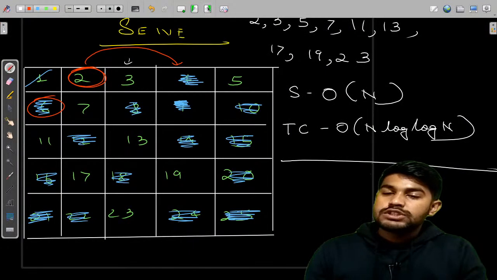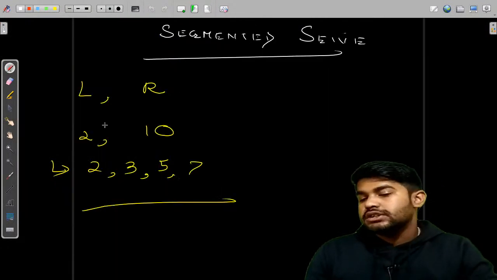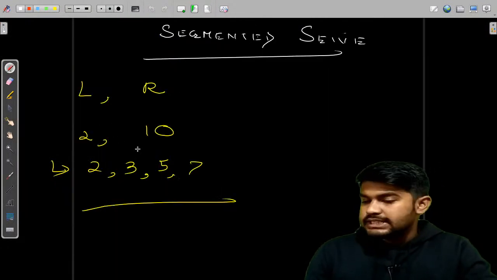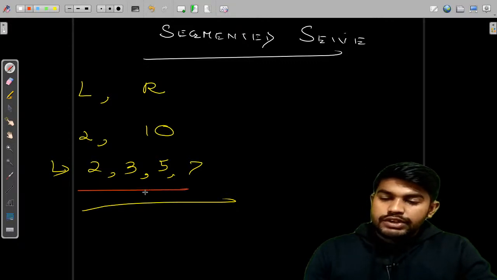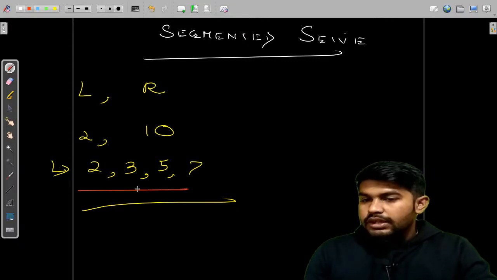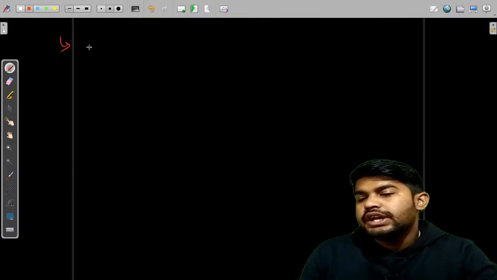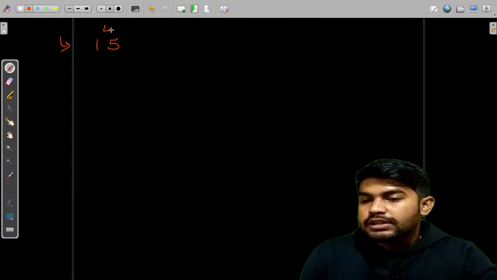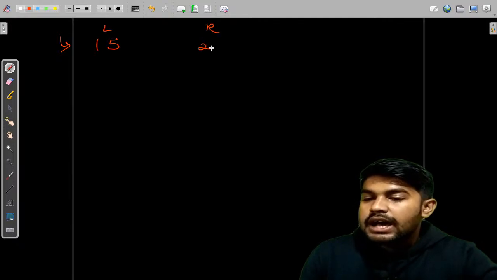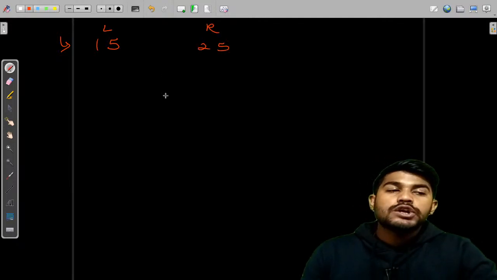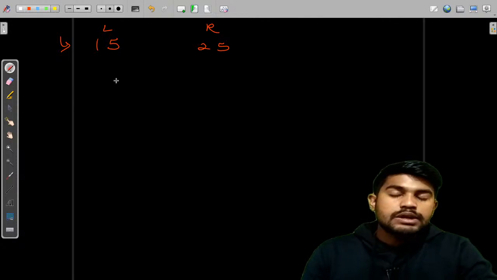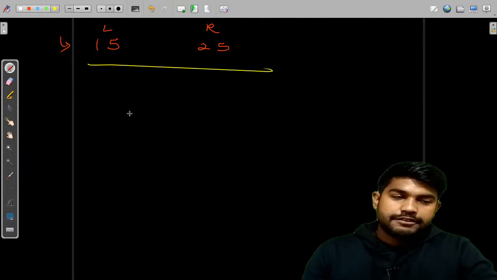Okay, now suppose you are told a range, just like in the question that is asked. So in this question we are told the range itself. So how to solve that? Now suppose you are asked with the range where L is 15 and R is 25, and you are told to write all the prime numbers from 15 to 25.